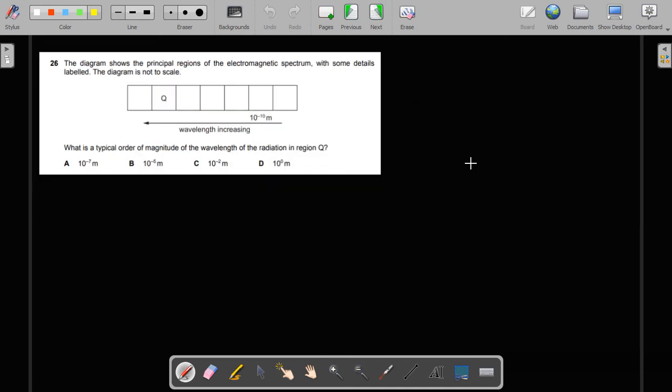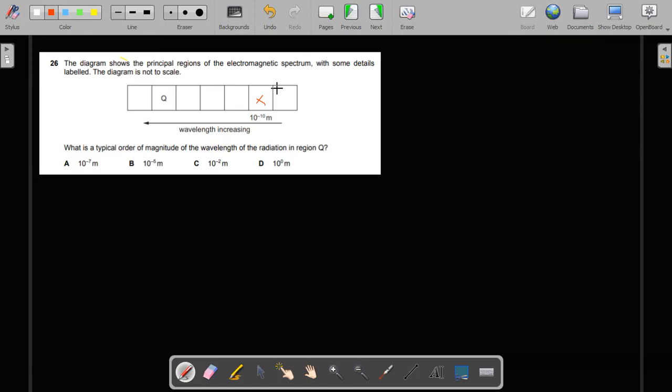For question 26, the diagram shows the principal regions of the electromagnetic spectrum with some details labeled. The diagram is not to scale. What is the typical order of magnitude of the wavelength of the radiation in region Q? In this region, it is set at 10 to the power negative 10.